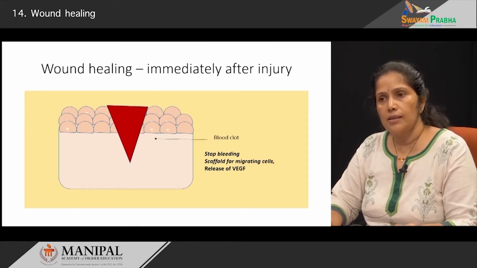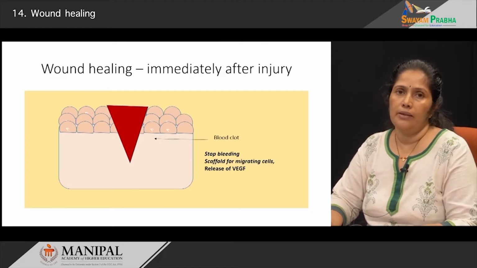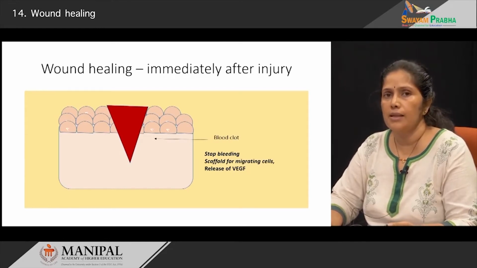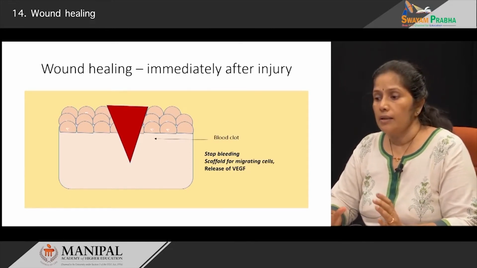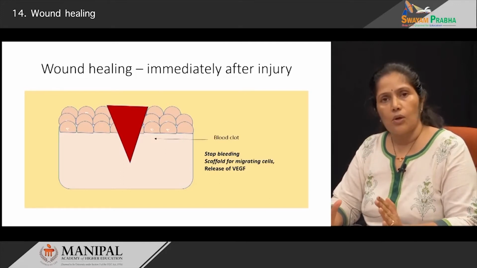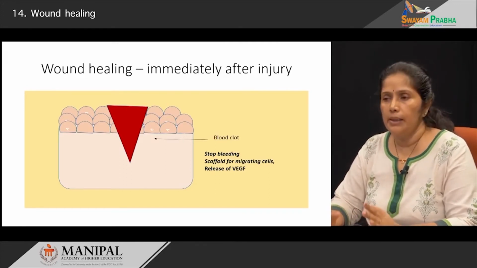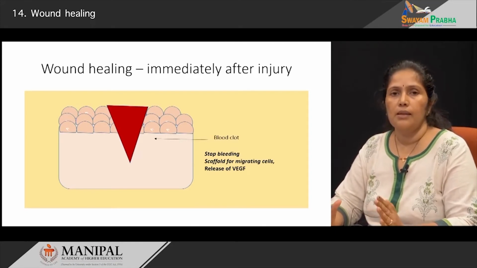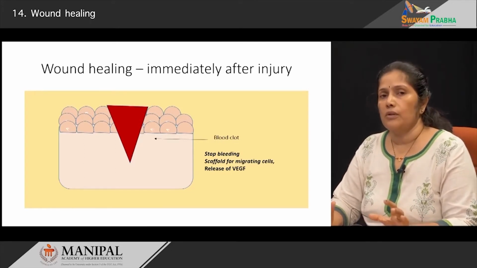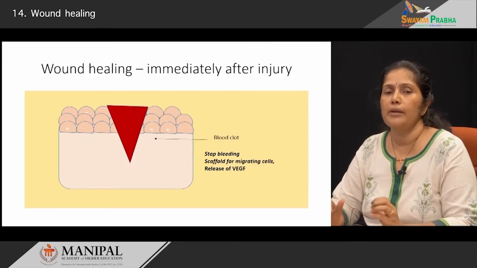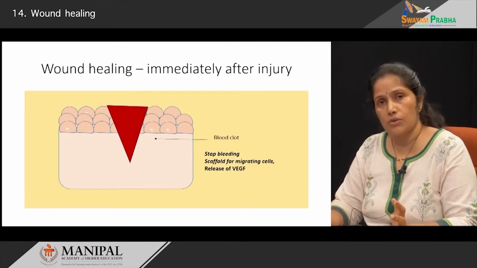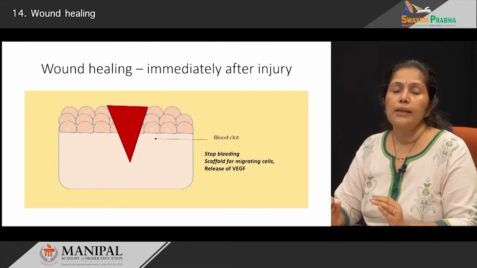What you can see here is a blood filled area, the red blood filled area. That happens immediately. The moment there is an injury, the blood fills the gap. What is the purpose of the blood filling this area? The blood fills the area and then forms a clot. The clot is the first mechanism to stop bleeding. That is the most important thing. Now, it also forms a scaffold for the other cells to migrate and help in the repair process.